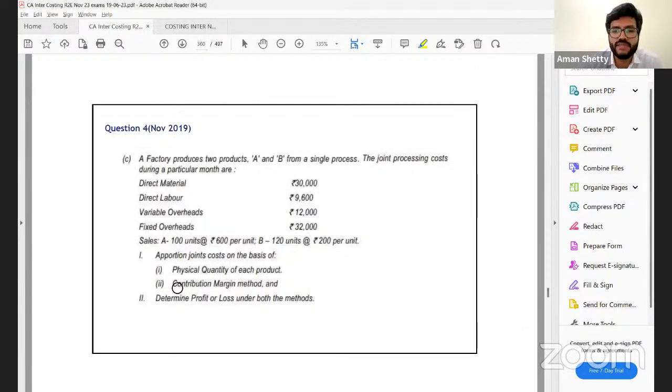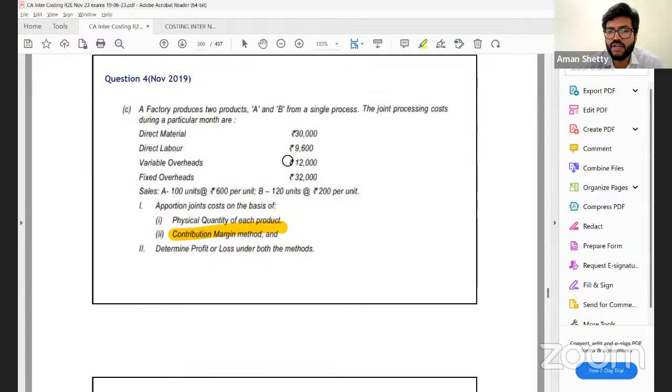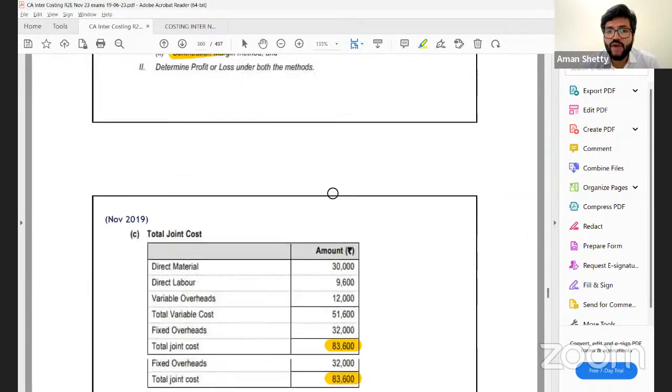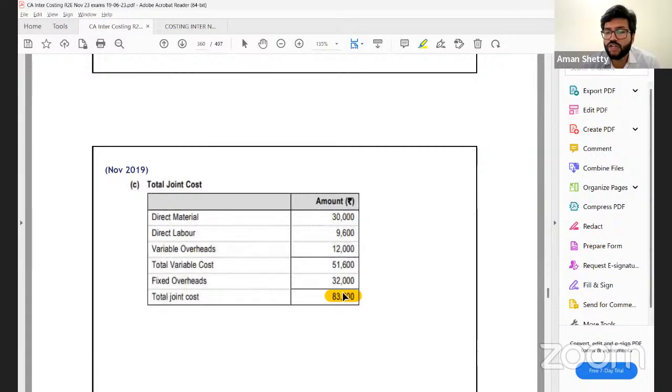This is a contribution margin method problem, with physical quantity. So direct material, direct labor, variable overheads and fixed overheads. So joint cost: this is what the joint processing cost during a particular month are. First you find out what is the total joint cost. Total joint cost is 83,600. But you have to present it this way. Why? Tell me why first variable cost and then total joint cost. Anybody?